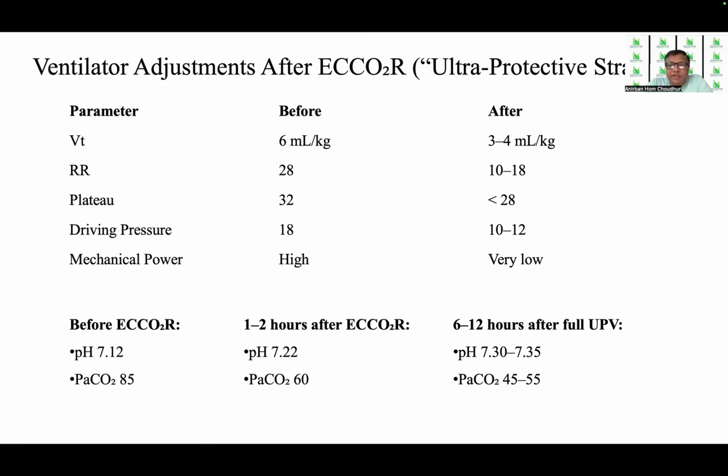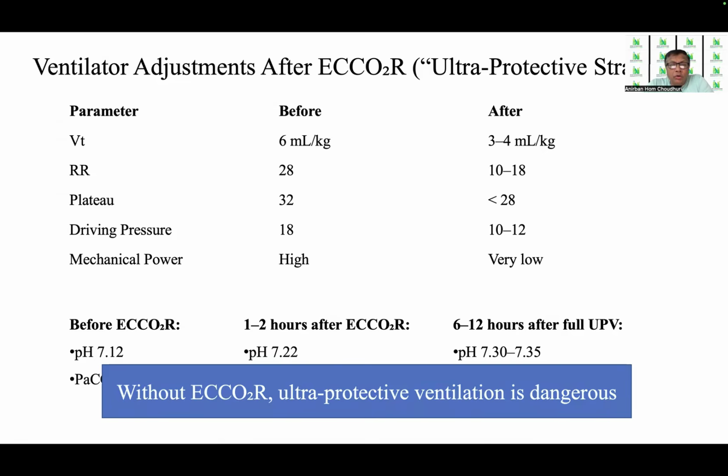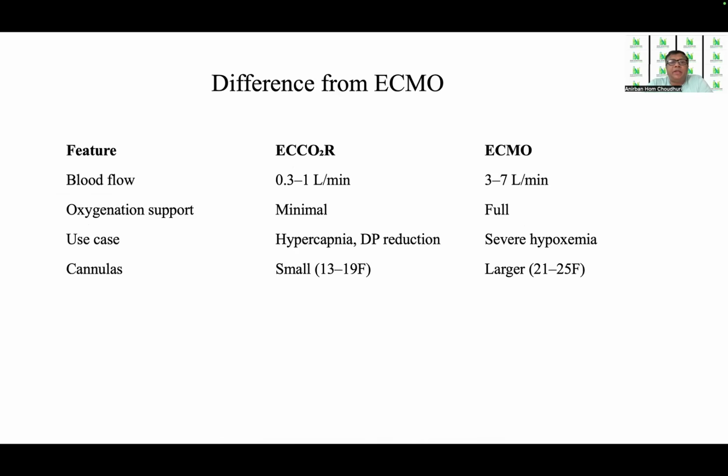6 to 12 hours later, after full ultraprotective ventilation, the pH reaches normal, 7.3 to 7.35, with the PCO2 again coming down from 85 to 60 and then to 45. So without ECCO2R, ultraprotective ventilation is dangerous because this hypercapnia can be dangerous. So this is also an emerging concept.